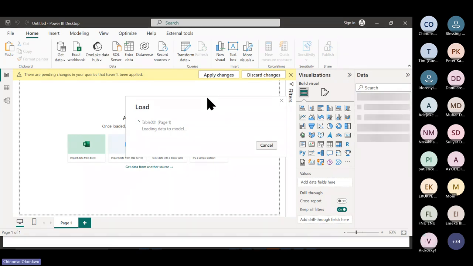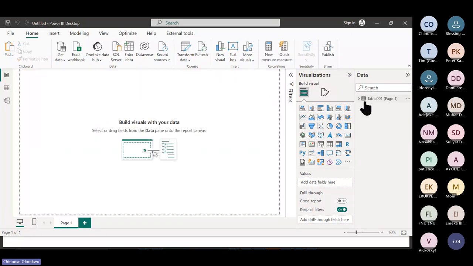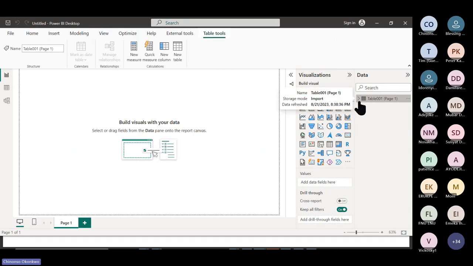This needs to load. Okay, shouldn't even have taken that long. My system is. Okay, so now we have our data loaded in, right?